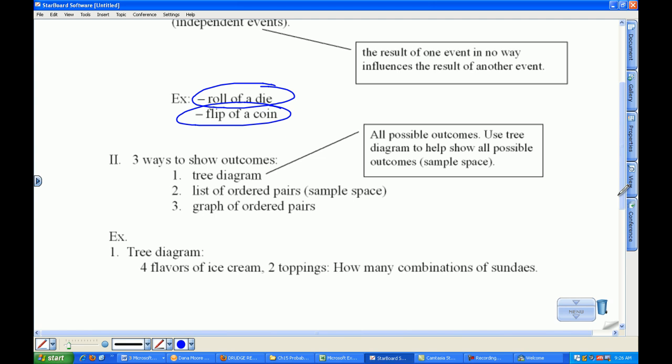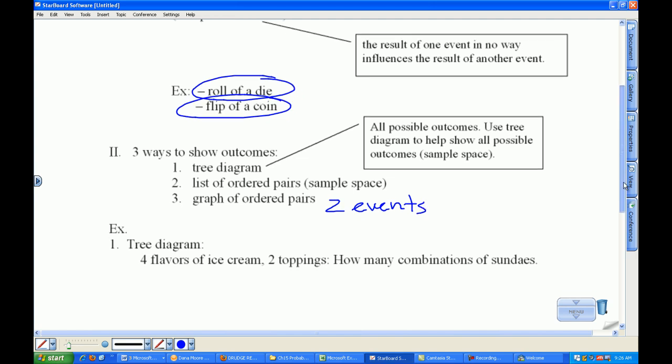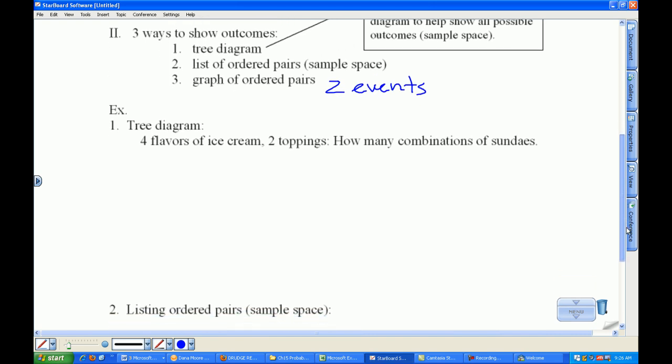Graphing is not that popular, but it is incredibly well organized, and it only works for 2 events. So if there's 3 or more events, you can't graph them. That would require 3D graph, which we do not have the capability of doing on the Regents because we don't have computer technology to use on the Regents.